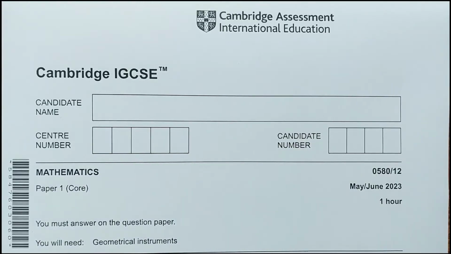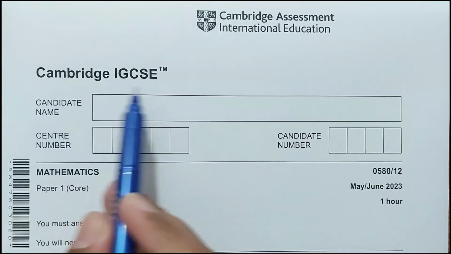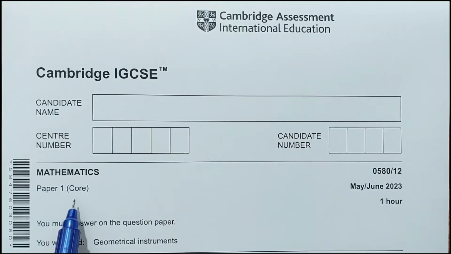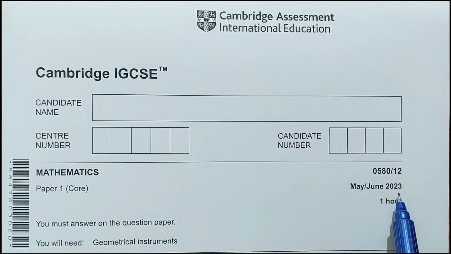Hi everyone, in this video I am going to solve Cambridge IGCSE Mathematics Paper 1 Core, May-June 2023, Paper 1-2. So let's start with the first question.